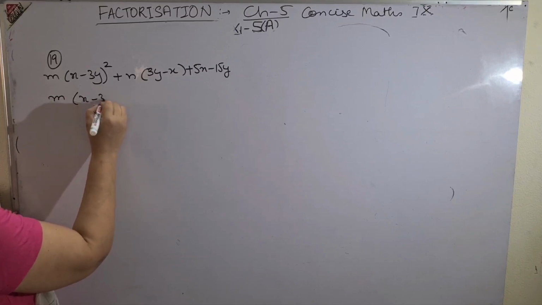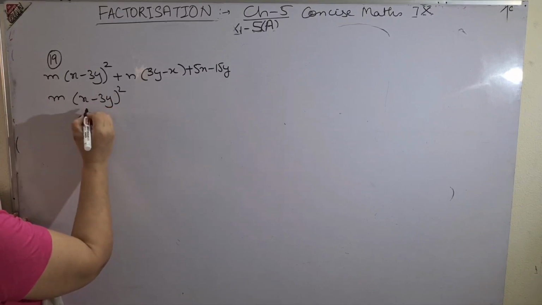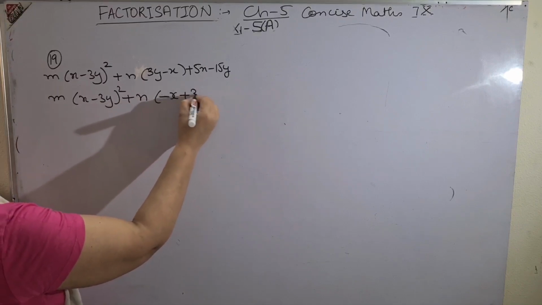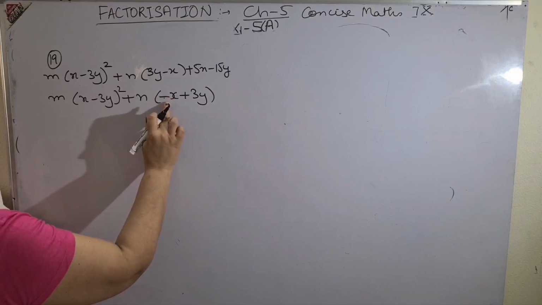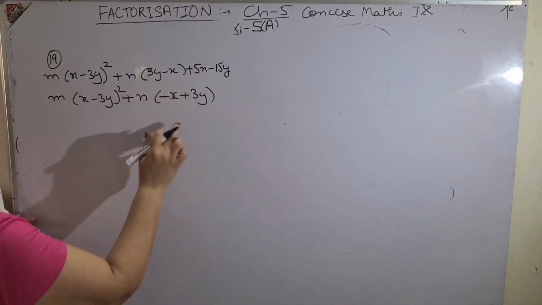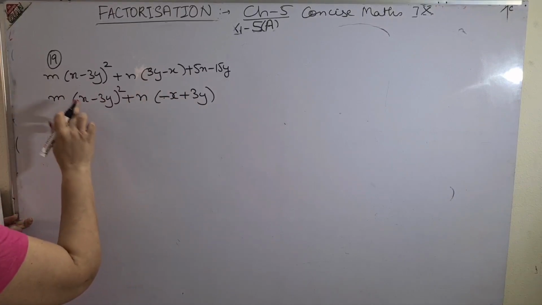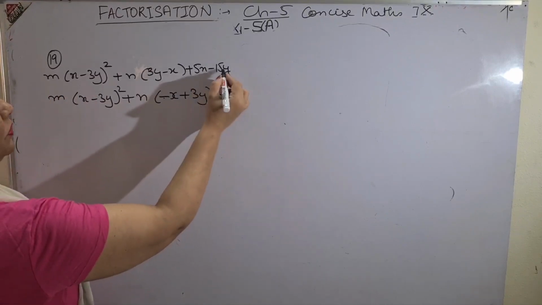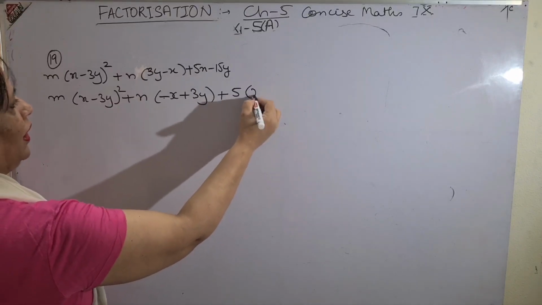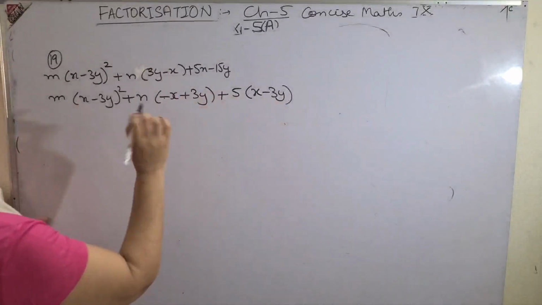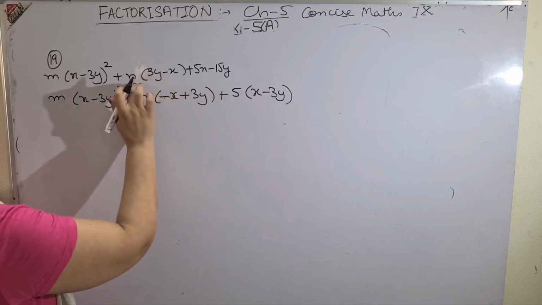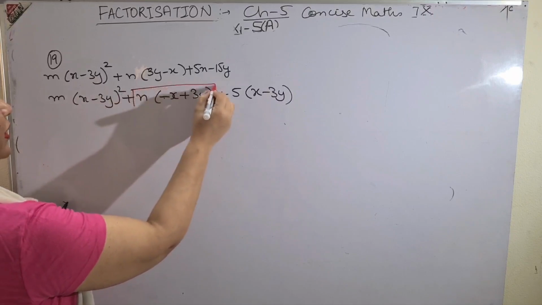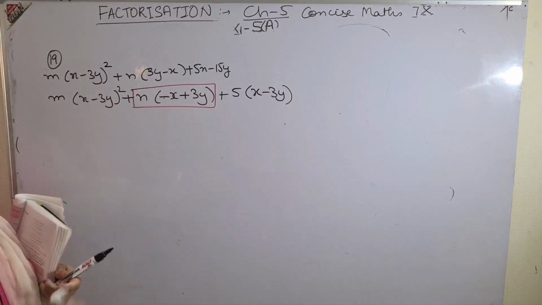m, I don't have to touch the first one because in this pattern I will find the others. Plus n, minus x plus 3y. I got minus x on the first place and 3y on the second place. Why? Because in the first term x was on number 1, 3y was on number 2. Then in the last two terms I took 5 common, x minus 3y, immediately I got. The only problem is of the middle term. See, I am underlining it and it is again very simple. I have already done this type of sum with you.